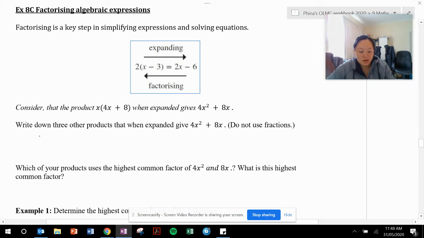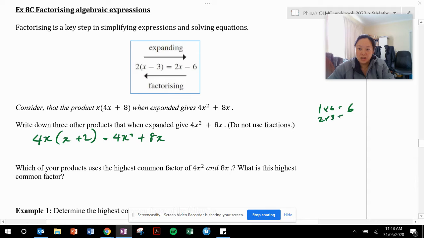So, for example, I might have this one, 4x bracket x plus 2. If I expand this, I get the same answer. So 4x times x is 4x squared plus 4x times 2, which is 8x. So there's lots of other things. It's essentially like saying, I can multiply to get, say, the number 6. I could multiply 1 times 6. I can also multiply 2 times 3. They all equal 6. So you can do the same thing with these kind of algebraic ones.